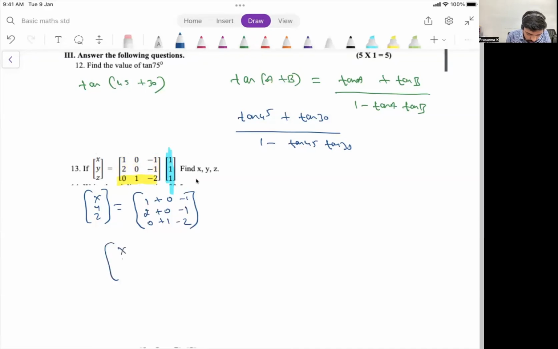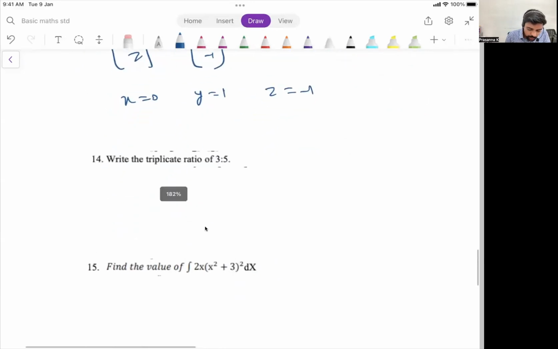So now solve for this. X, Y, Z equals 1 minus 1 is 0. Then 2 plus 0 minus 1 is 1. Then 0 plus 1 minus 2 is minus 1. Therefore, x is equal to 0, y is equal to 1, and z is equal to minus 1.